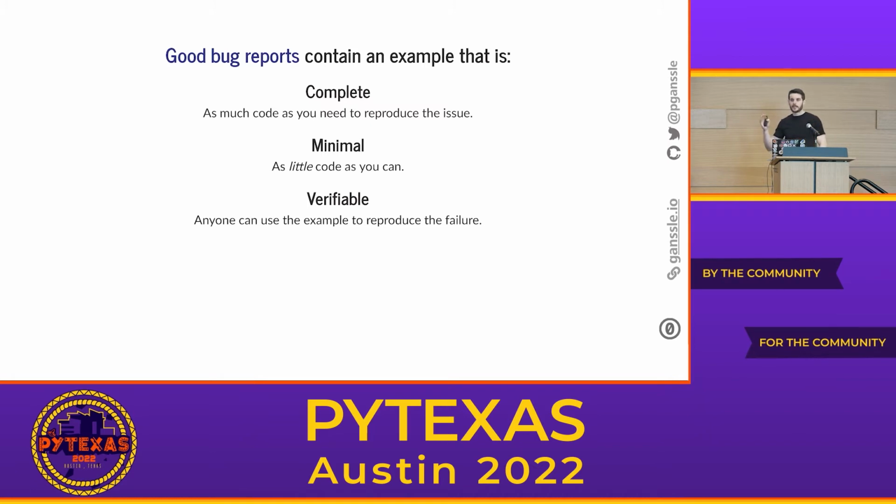Minimal, which is to say it should have as little code as you can get away with that still reproduces the issue. And it should be verifiable, right? Which is to say that anyone who comes across this example should be able to just reproduce your issue. And these are exactly the same properties that are a good test, right? It's a very small, self-contained way to reproduce the issue, and you're just checking what the output is, right?